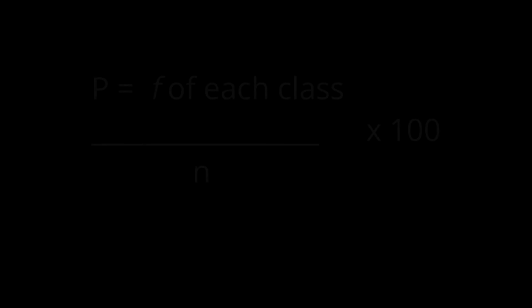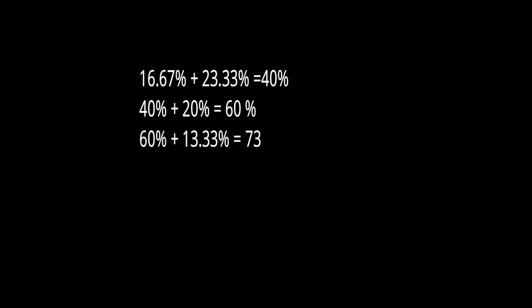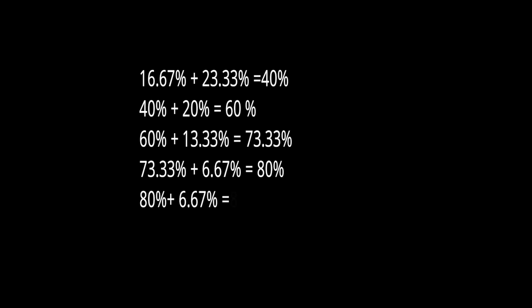For the percentage, the previous formula should be followed, which is percentage is equal to frequency of each class divided by the total number of data times 100. And in getting the cumulative percentage, the same procedure in getting the cumulative frequency shall be followed, but we will base it on the percentage column until we reach 100%.